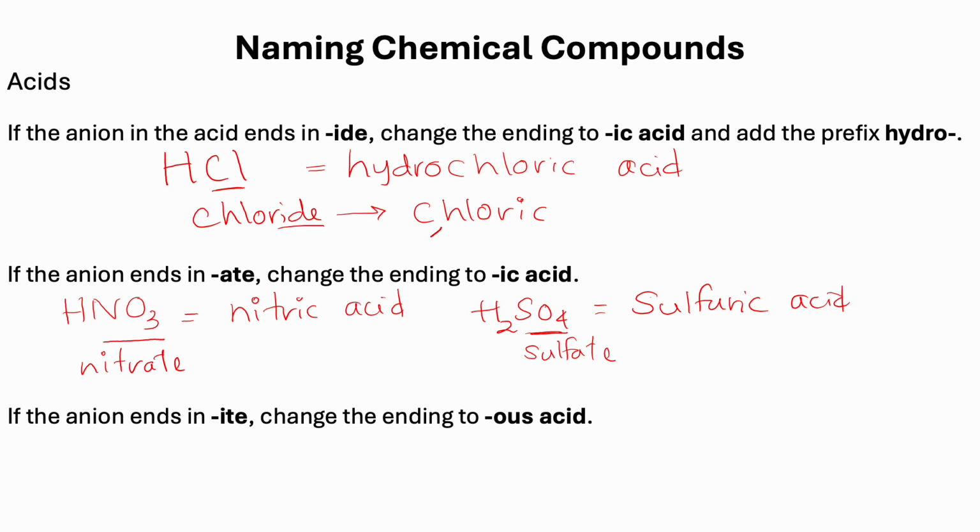If the anion ends in ITE, then change the end into OUS and acid. If you have HNO2, we know this is nitrite. So if the name is ending with ITE, we have to change it to OUS. So this is nitrous acid.